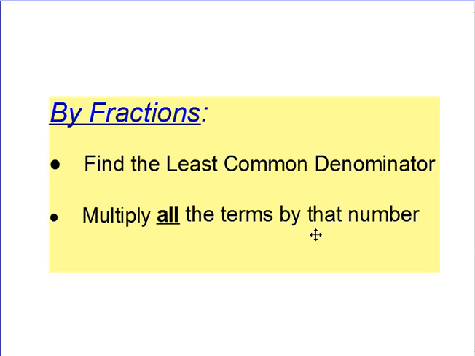Okay, so let's talk about fractions first. In order to make the equation easier to deal with and to get rid of the fractions, we need to find the least common denominator and then multiply all the terms by that number, every term, regardless of whether it has a fraction or it doesn't. If you do this, it will get rid of all the fractions and give you an easier equation to work with.